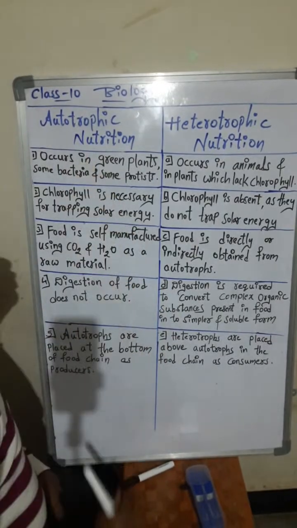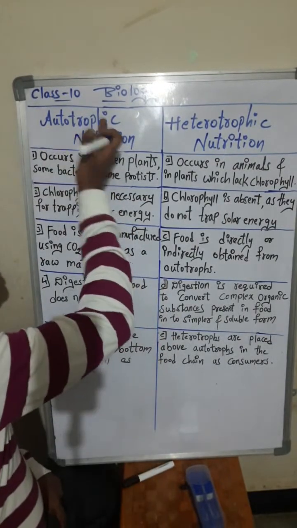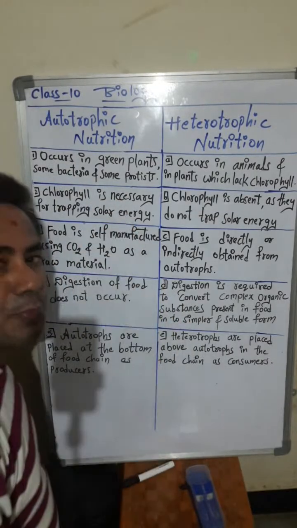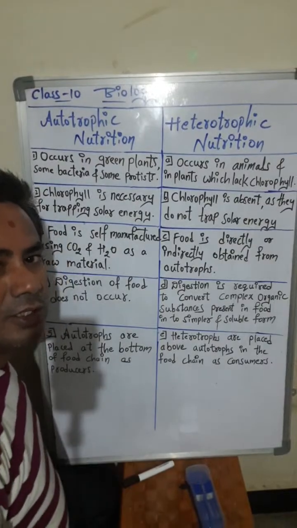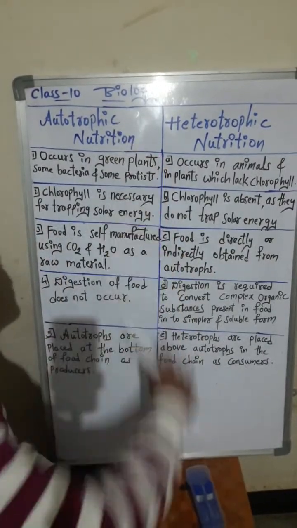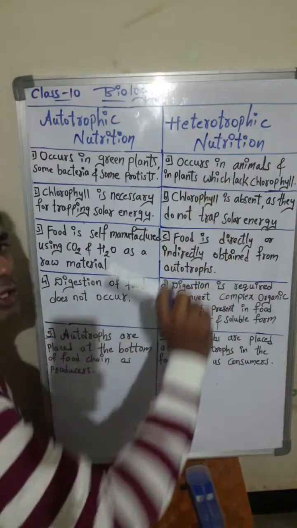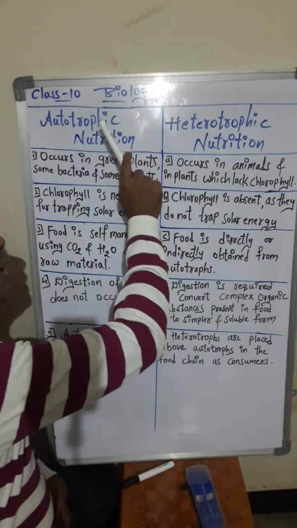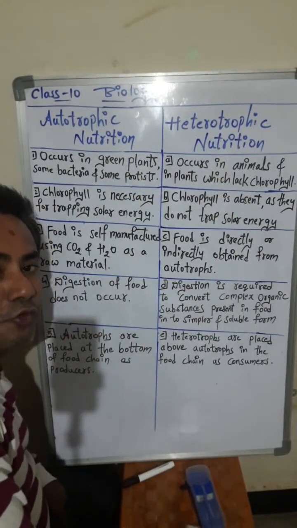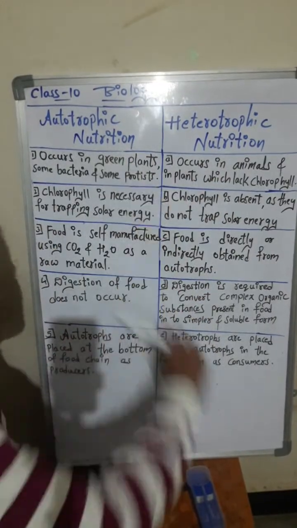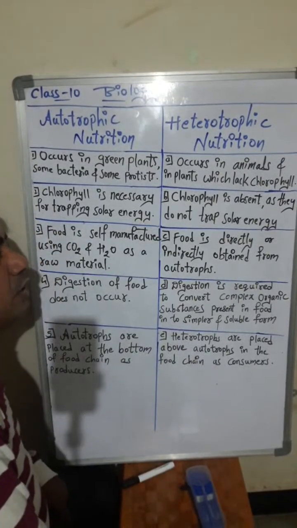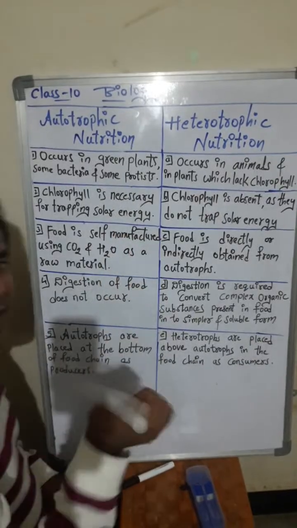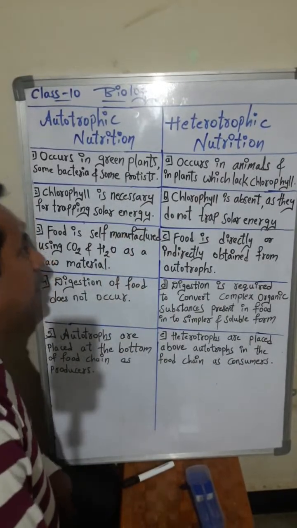Autotrophic, self: the organisms which prepare food themselves are called autotrophic nutrition. The organisms which do not prepare their own food and completely depend on other organisms for food, that is heterotrophic nutrition. This is the definition of autotrophic and heterotrophic nutrition. I have chosen 4 differences for you. Let us see.